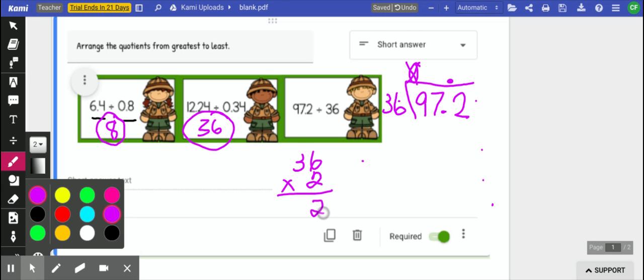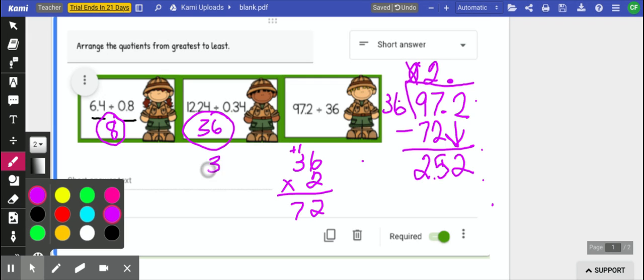So this is 12. Carry the 1. 6, 7, 72 seems pretty good. So I'm going to put my 2 up top, and I'm going to subtract 72. That leaves me with 25, and then I bring this down. I check to make sure my remainder is less than my divisor. It is. Bring down my 2. Guess and check again.